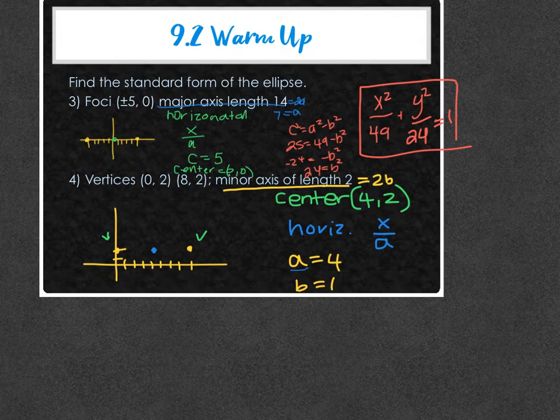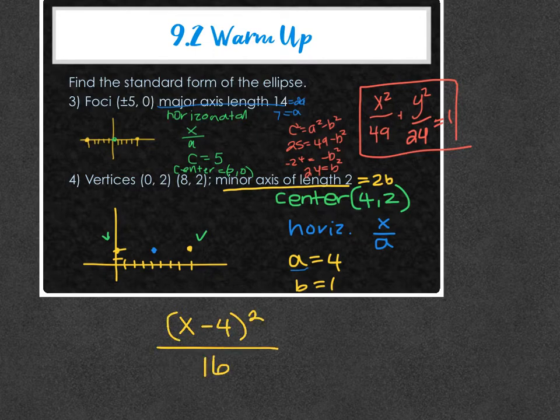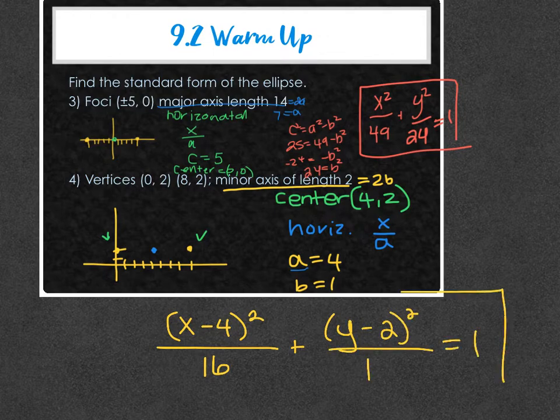You don't even need c this time. It's not asking you to graph it. It's not asking you to find the focus. So if you don't need it, don't waste your time, right? They already gave you everything you needed to know. This time it's x minus 4 squared over my a squared, which would be 16, plus y minus 2 squared over b squared, which would be 1.